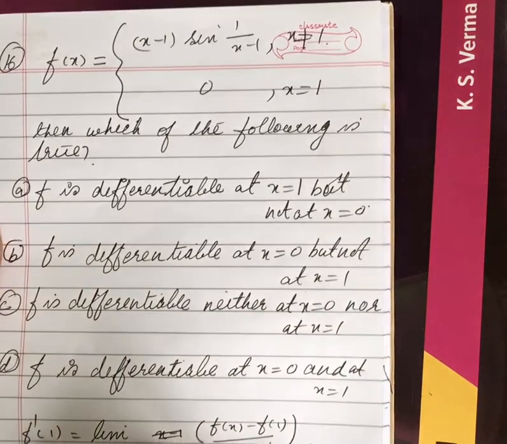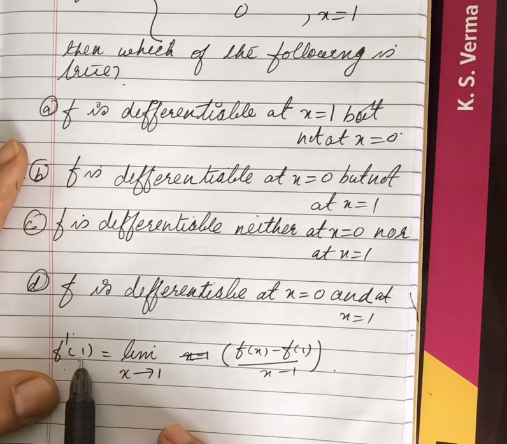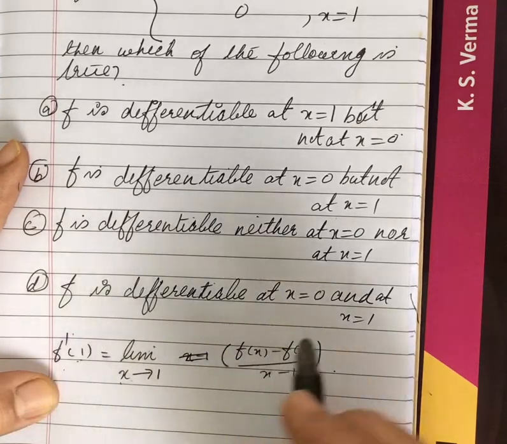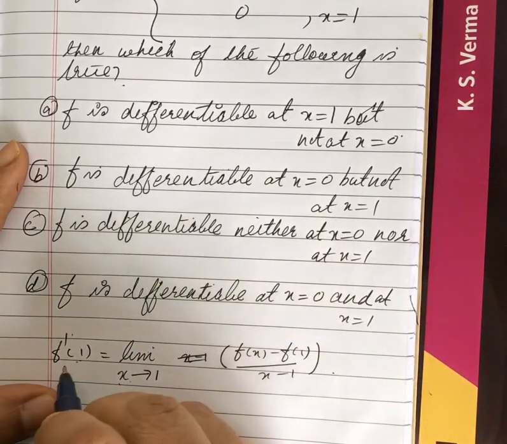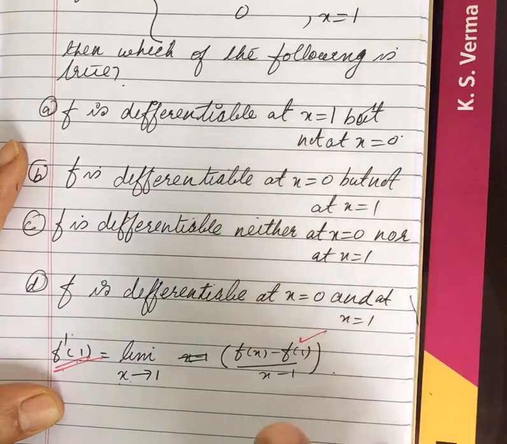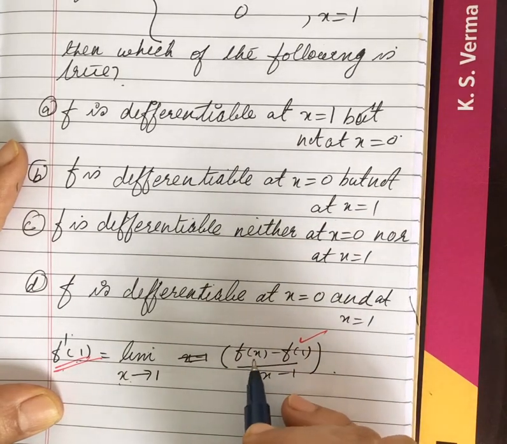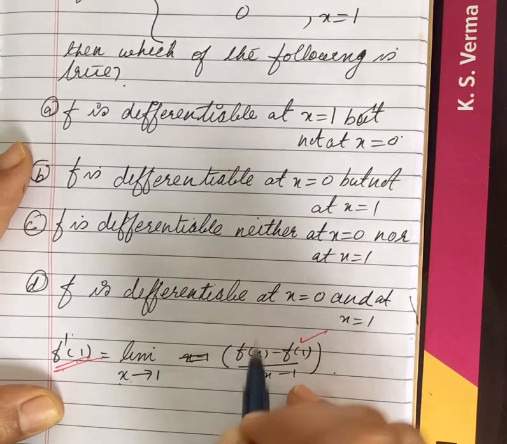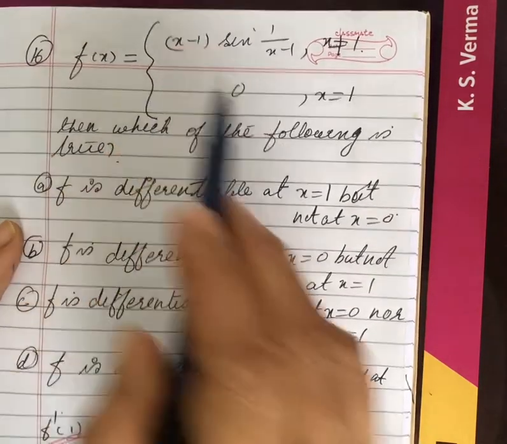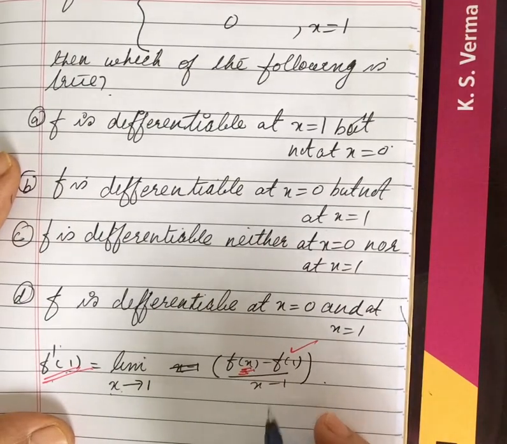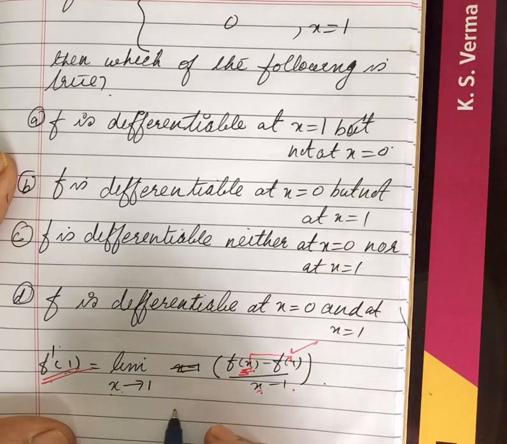To check the differentiability at 1, what is the definition? F dash 1 equals limit x tends to 1. See, in f dash 1, how you will think about the Newton's ratio: the second term is f of 1. The first term can be 1 plus h or any number. I took it as x because here it is coming x minus 1. When you consider this as f of x, the denominator should be this x minus 1, and then x tends to 1.